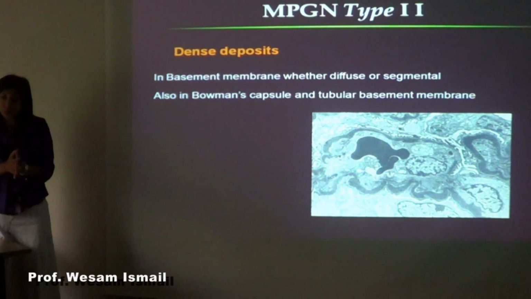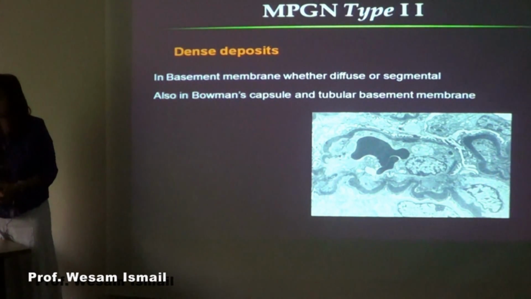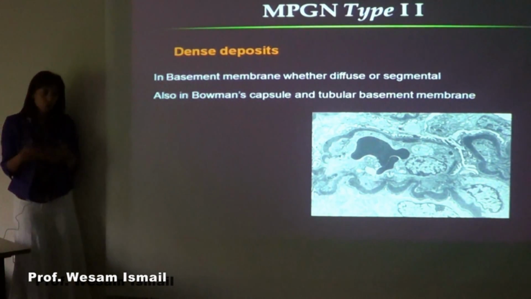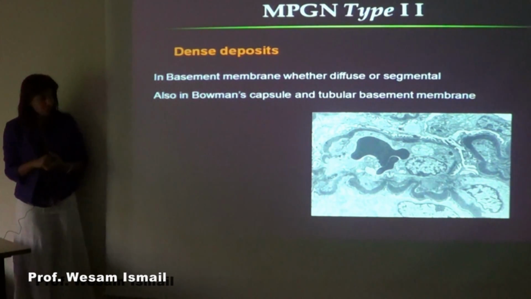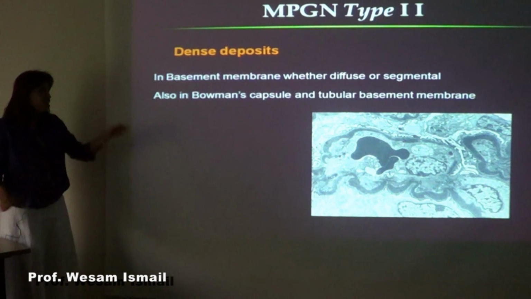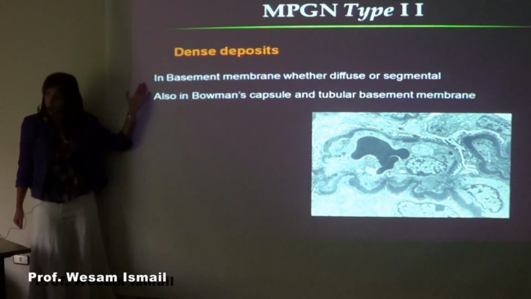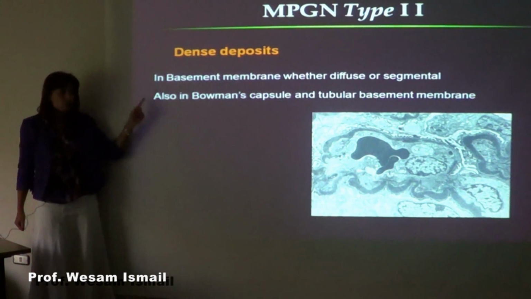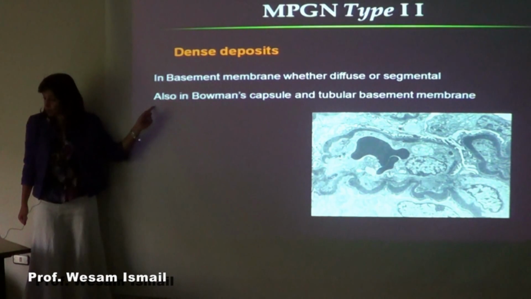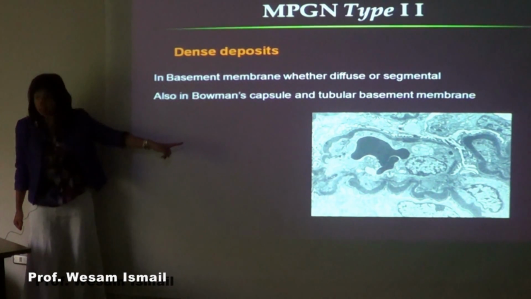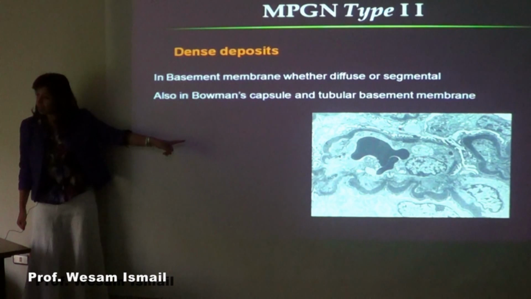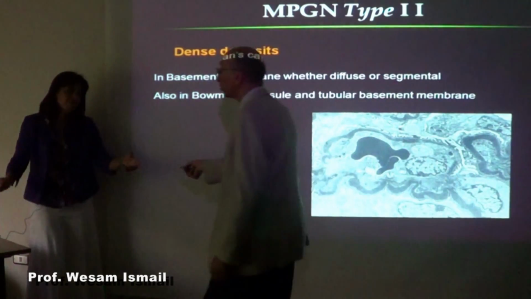Now let me come to type 2, which is dense deposit disease. Dense deposit disease, which was considered or is considered MPGN type 2, whatever way you want to look at it. This is in the basement membrane. You have dense deposits in the basement membrane, whether diffuse or segmental. And these deposits are also found in the Bowman's capsule and tubular basement membrane. Can you see the deposits? They're clear. Even in this, I intended to put a small photo to see how clear the deposits are.